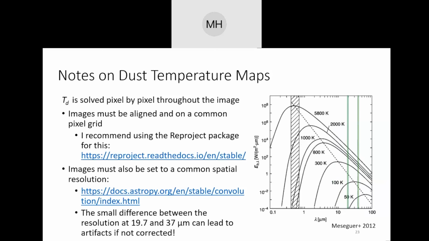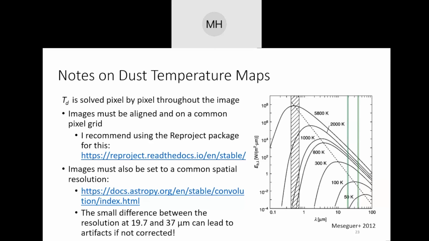So in order to make temperature maps, some advice that I have: whenever you're doing this, you're going to be solving the dust temperature pixel by pixel throughout an image. And so the important thing is that the images have to be aligned and on a common pixel grid in order to do this. And for those of you who are Python users, I recommend using the reproject package to accomplish this. And I can include this link as part of the chat on Slack afterwards since it's here.